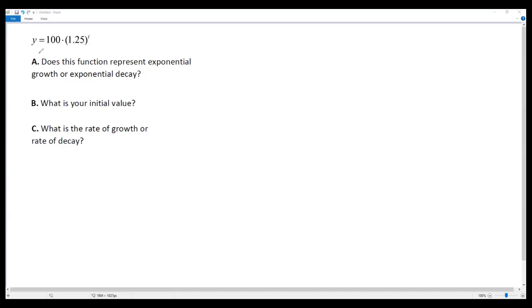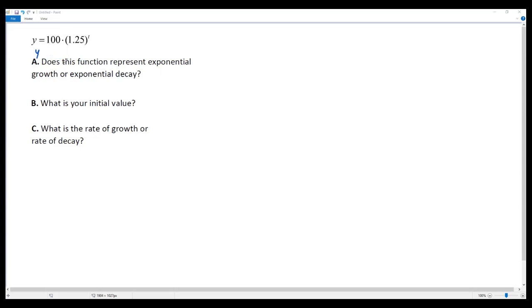Here it is in the form of y equals a times b to the power t. At the place of b, what do we have? We have 1.25, which is greater than 1. Since the value of b is greater than 1, the given function represents exponential growth. Okay, what is the initial value? The initial value is the value at the position of a, in y equals a times b to the power of t. At the position of a, we have 100. So the initial value is 100.